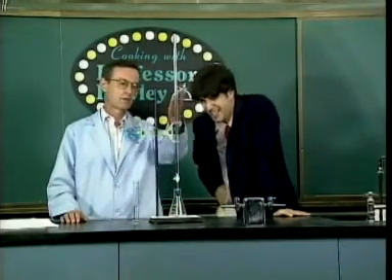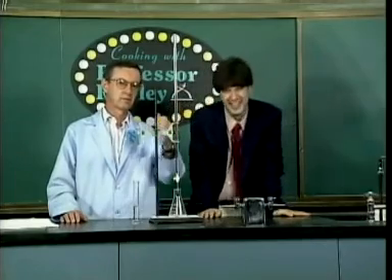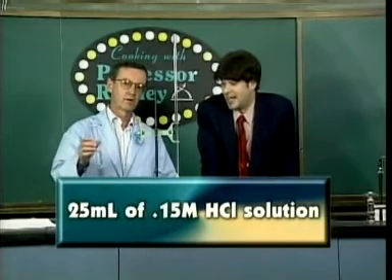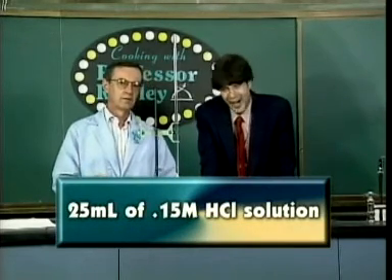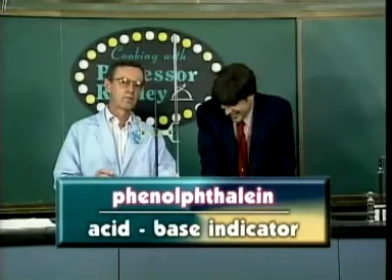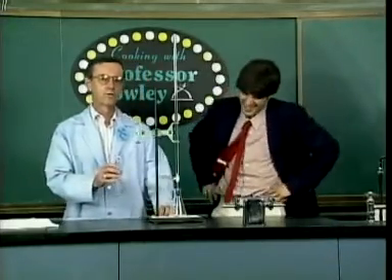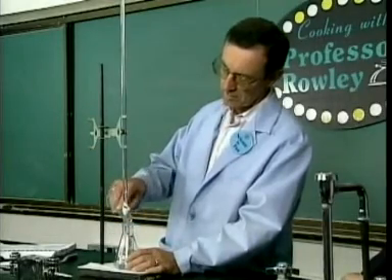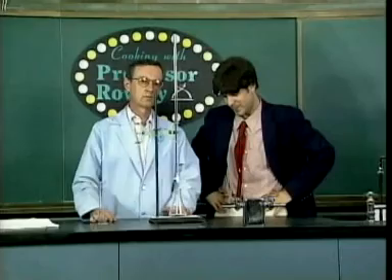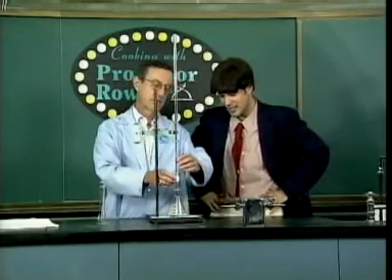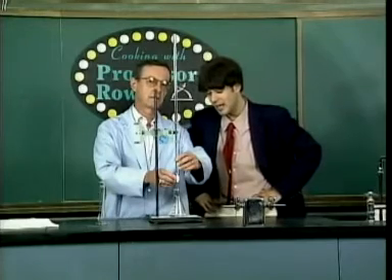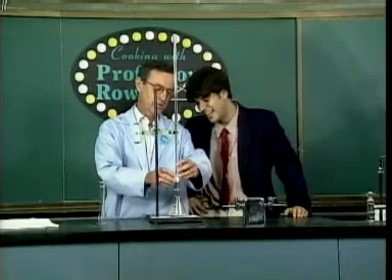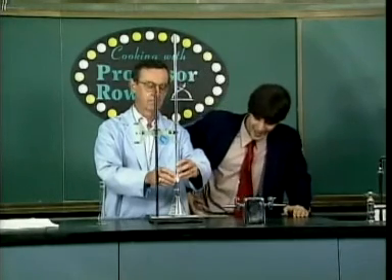So here we have a sodium hydroxide solution of an unknown concentration. Let's see how much we need to neutralize all 25 milliliters of this 0.15 molar hydrochloric acid solution. The acid-base indicator, phenolphthalein, is already in the flask. Now I'll pour in the hydrochloric acid. When I add the sodium hydroxide to the hydrochloric acid, the phenolphthalein will tell us when the reaction has reached the equivalence point. Okay. When it hits the equivalence point, the phenolphthalein will turn pink.